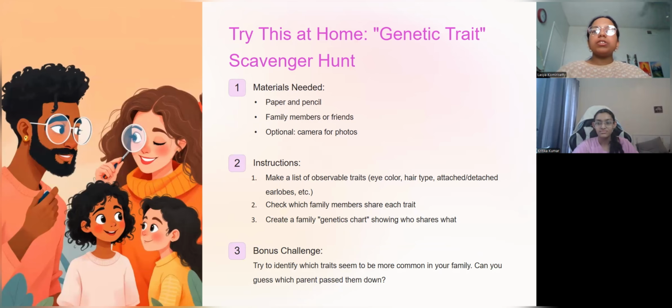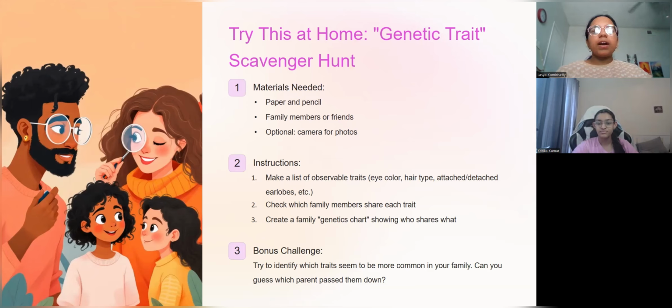Secondly, these are the instructions. First, make a list of observable traits like eye color, hair type, attached or detached earlobes, etc. Secondly, check with family members and share each trait. Lastly, create a family genetic chart showing who shares what and what connects to each other. The third thing you need to do is a bonus challenge that you can try. It is a challenge, so make sure you are able to do this.